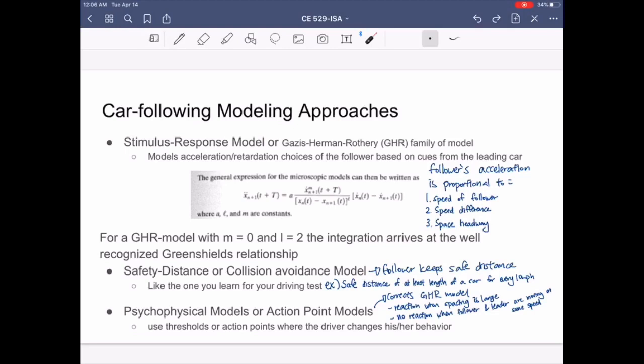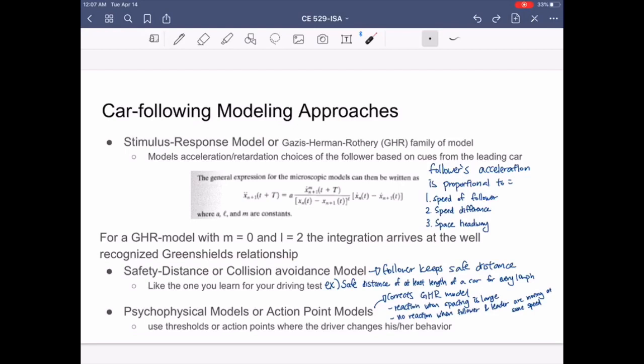So the first one is the most studied model class, called the stimulus response model or GHR family of models. This model assumes that the follower's acceleration is proportional to the speed of the follower, the speed difference between follower and the leader, and the space headway. And this equation shows the sensitivity parameter in the microscopic models. This model will be further explained in the other video called the car following problem solving video. And I will also explain the Green-Shields relationship in that video too.